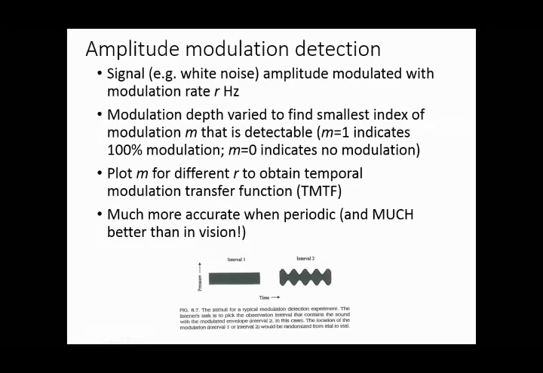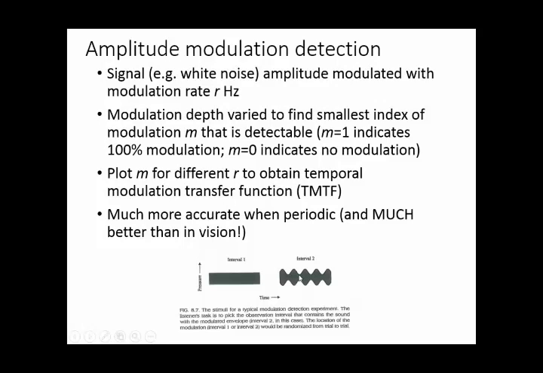Now, what we can vary here is two things, namely the modulation frequency and the modulation rate. And what we usually measure is the modulation depth at a specific frequency, to find the smallest index of modulation that is detectable. M equals 1 indicates 100% modulation, M equals 0 indicates no modulation. So this would be M equals 0 because it has no modulation, and this here is about 50% modulated because the difference between the peak and the valley here is about half of their height.